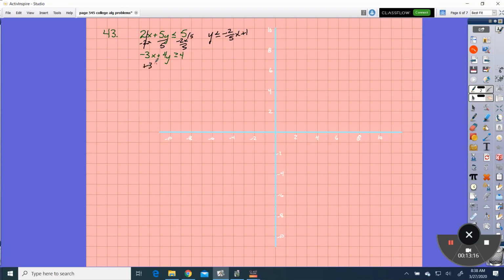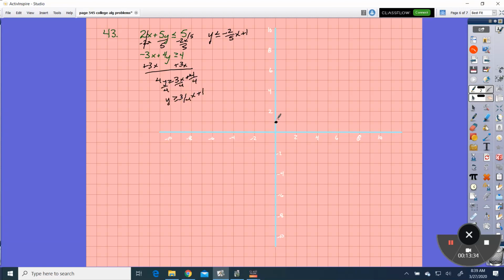I'm going to do the same thing. I'm going to add the 3x over here. So I now have 4y is greater than 3x plus 4. Divide it all by 4. Y is greater than 3/4 x plus 1. Okay, so I now have my two equations.